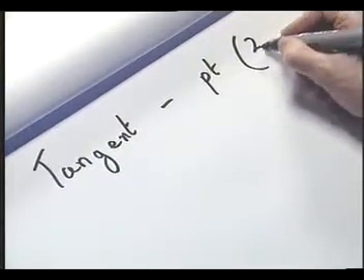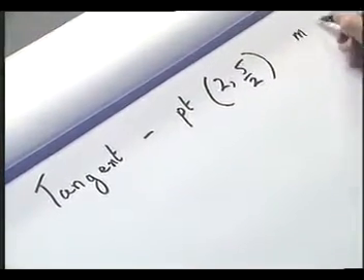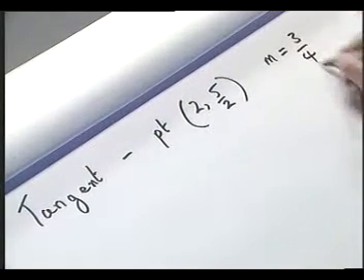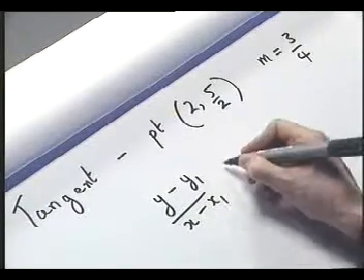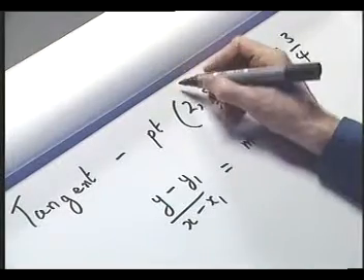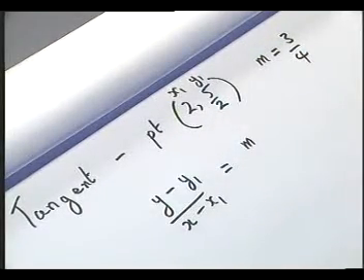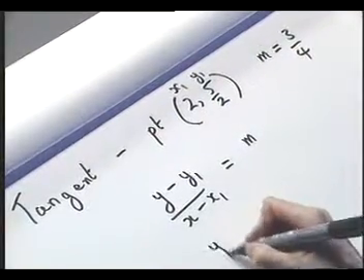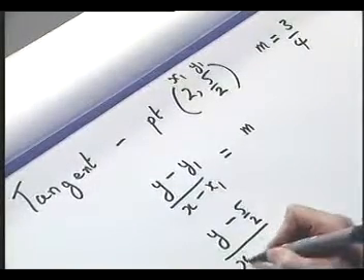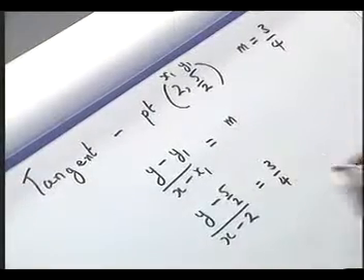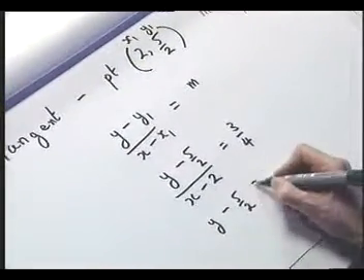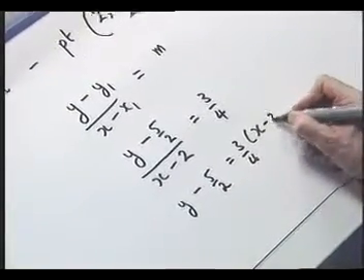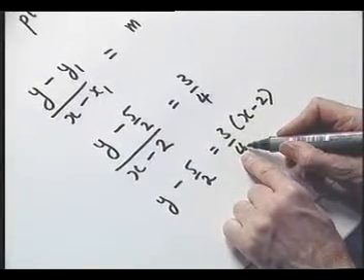So let's just list what we know. We've got the tangent at the point 2, 5 over 2, and we know that the gradient at that point is 3/4. So the standard equation for a straight line, y minus y1 over x minus x1 is equal to m, the gradient. And this is x1, and this is y1. So now we can substitute these things into here. Y minus 5 over 2 over x minus 2 is equal to 3/4. Let me multiply both sides by x minus 2. And then let's multiply both sides by this 4.